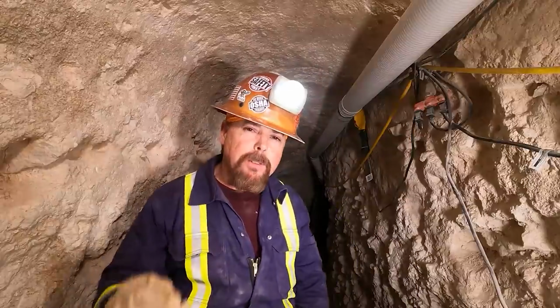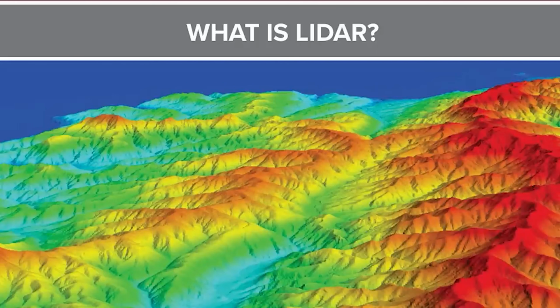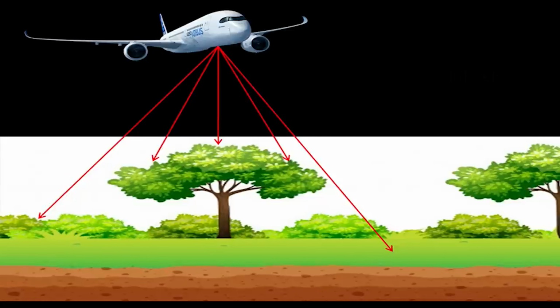Now, I know a lot of folks out there use Google Earth to try to find old gold mines and old workings, but sometimes that can get a little bit daunting because of the overgrowth. And there's a system out there that's going to make your job so much easier. It's called LiDAR. LiDAR stands for Light Detection and Ranging. It's a remote sensing method that uses light in the form of a pulsed laser. It's sometimes called laser scanning or 3D scanning.